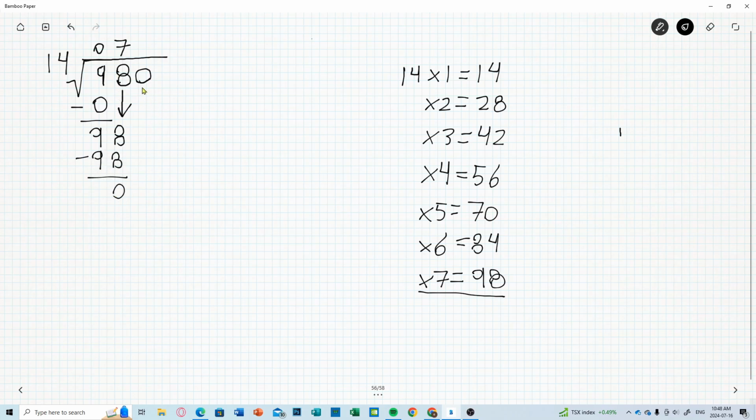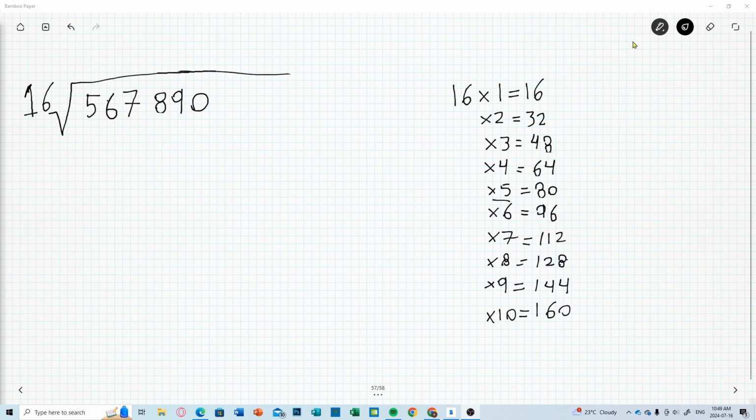But we're not done. We still have to write the 0 and bring it down, even though it doesn't mean anything. And obviously 14 goes into 0 0 times, so we can write a 0 up top, giving us that 980 divided by 14 is 70. So even if there's a 0 and it is all zeros down low, you still have to write the 0 up top, or else your answer won't make any sense.